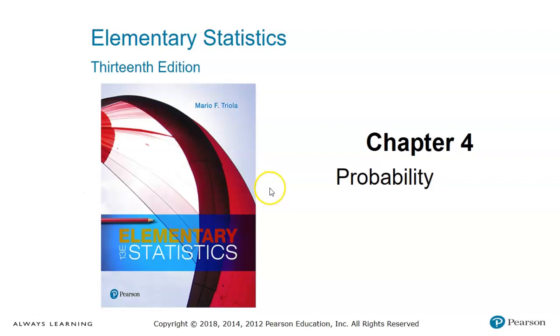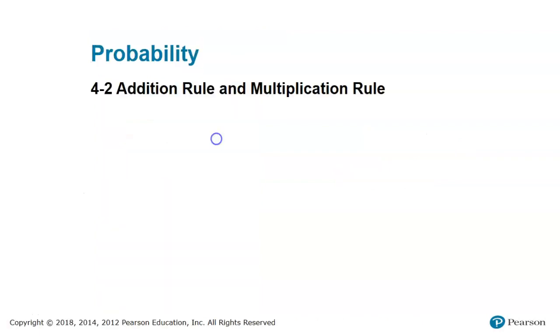Welcome back. Today we're going to be continuing with Chapter 4 with probability, and specifically we're going to be looking at both the addition and the multiplication rule and how they apply to probability problems.